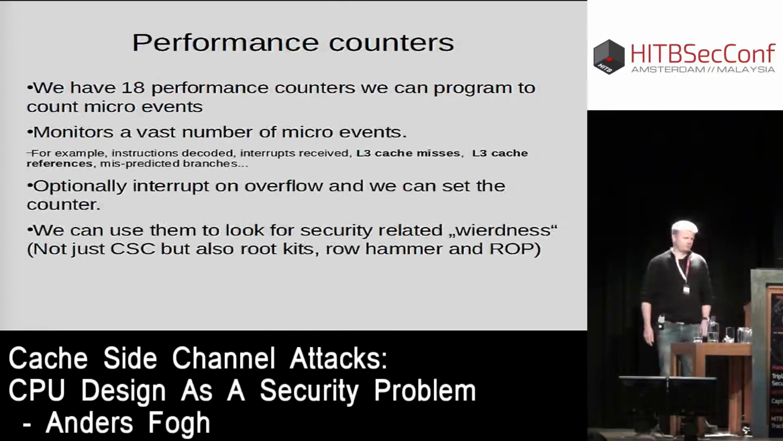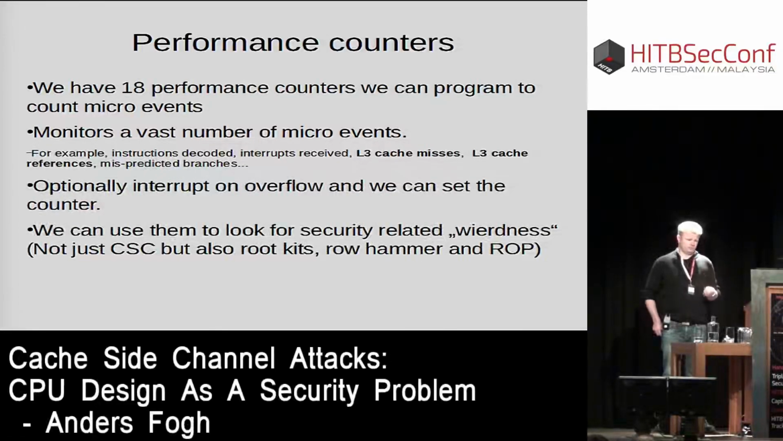First, we need to know something about performance counters. Performance counters are built into the CPU. We have 18 performance counters on modern Intels that we can program to count micro events. There are a lot of micro events that we can count, including instructions decoded, interrupts received, and of importance to us, L3 cache misses and L3 cache references. Also, you can optionally get an interrupt when the counter overflows, and we can actually set the counter as well, which allows us to get an interrupt on any instruction that causes these events.